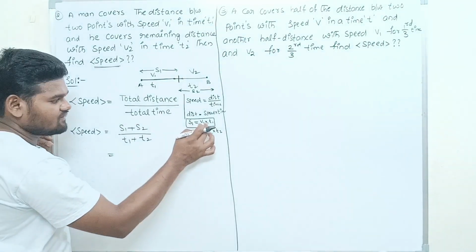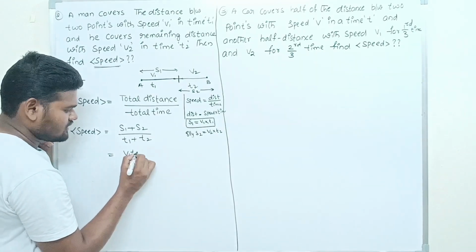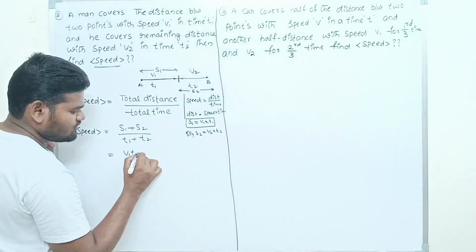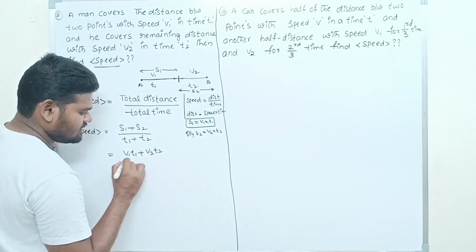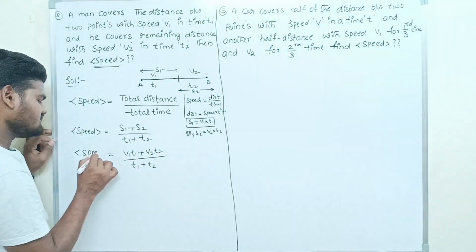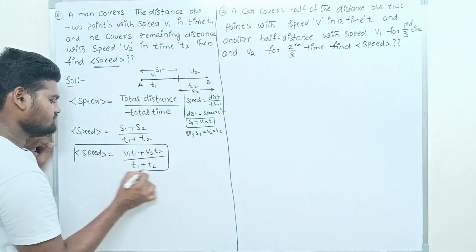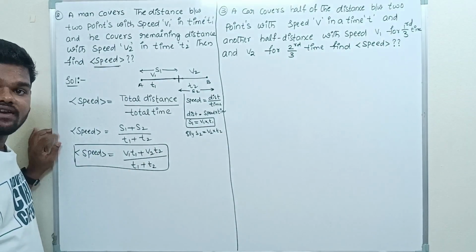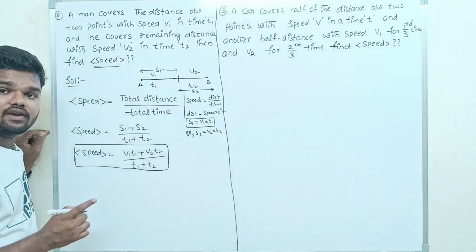Right. So we got our S1, S2 values. S1 is V1 into T1, and S2 is V2 into T2. So average speed is V1T1 plus V2T2 divided by T1 plus T2. So this is the average speed that we need. Are you getting it? Okay, right.